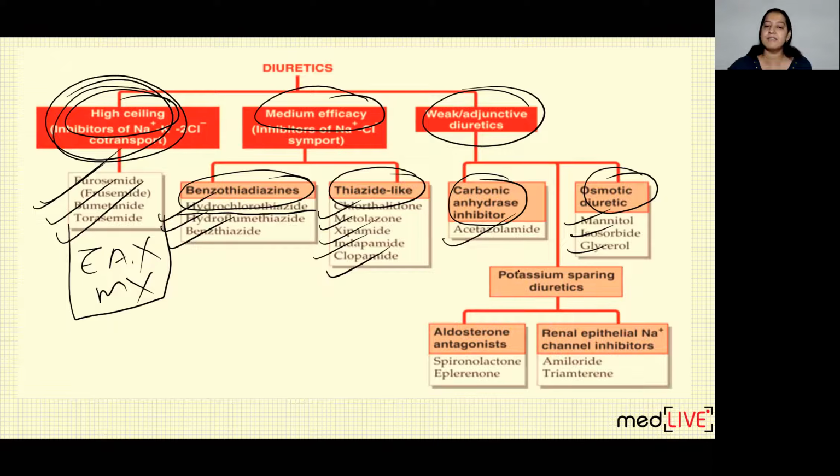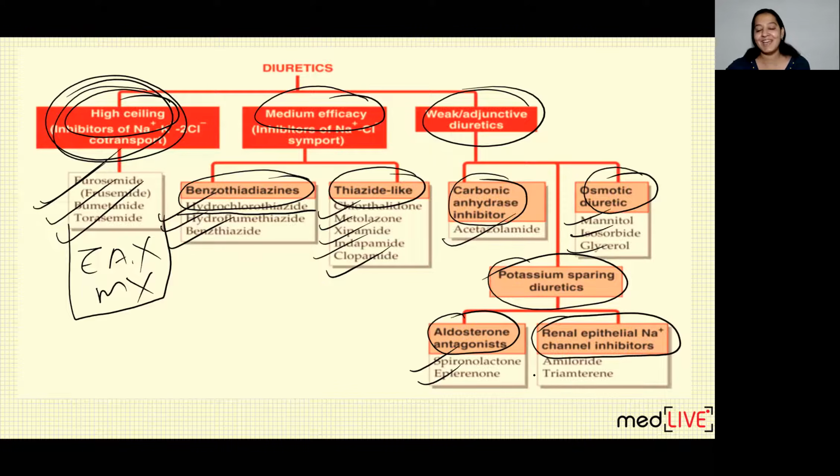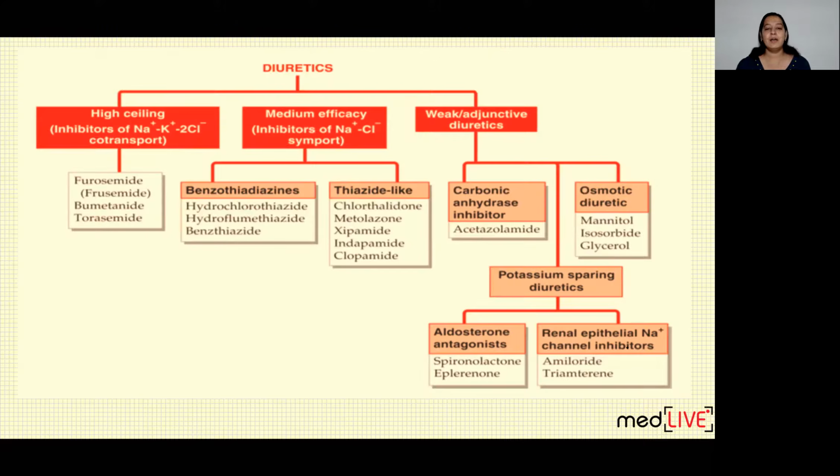And the third class in weak is potassium sparing diuretics. In this, there are two classes: aldosterone antagonists, that is spironolactone and eplerenone, and the other class is renal epithelial sodium channel inhibitors. The prototype drugs here are amiloride and triamterene. Correct? So you must learn the prototype drug in all the classes. It is a complicated classification. If you don't want to learn the whole classification, at least you must know the prototype drug of each class. Correct? So that was all about classification.